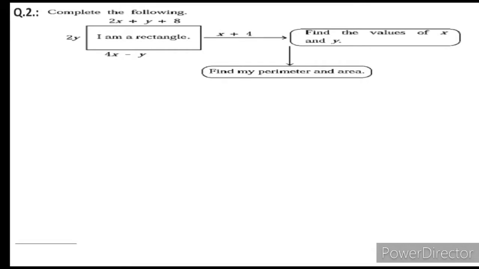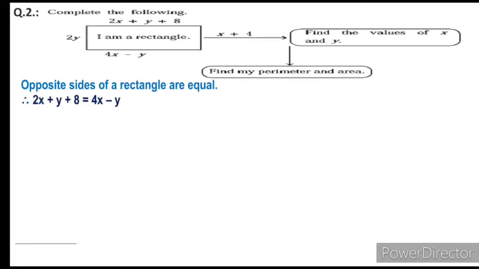So you know how the values of x and y are found by making the linear equation. After finding the values of x and y you have to find out the perimeter and area of the rectangle. So first of all let us make the equation. As you know that opposite sides of a rectangle are equal, which means length will be equal to length. So 2x plus y plus 8 equal to 4x minus y. Let us take all the variable terms on the other side. So 4x minus 2x are the like terms, minus y, and that plus y will come on this side, will become minus y.